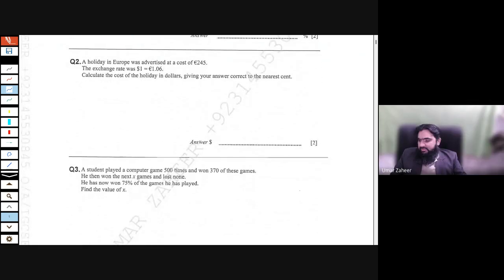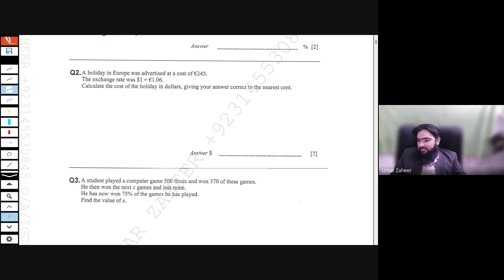Now look here. We have done this type of question in the ratio topic. It is a rate of exchange question basically. A holiday in Europe was advertised at a cost of 245 euros. The exchange rate was $1 is equal to 1.06 euros. Calculate the cost of the holiday in dollars, giving your answer to the nearest cent. So we have to convert this into dollars, right?